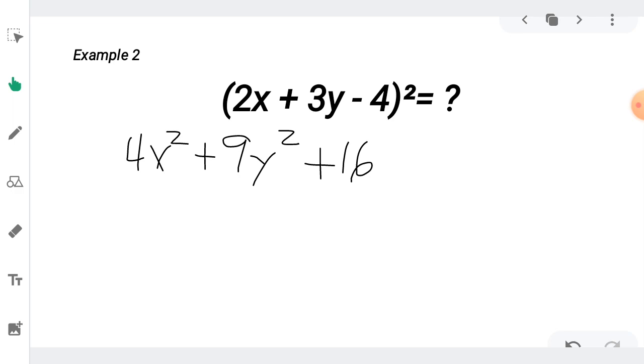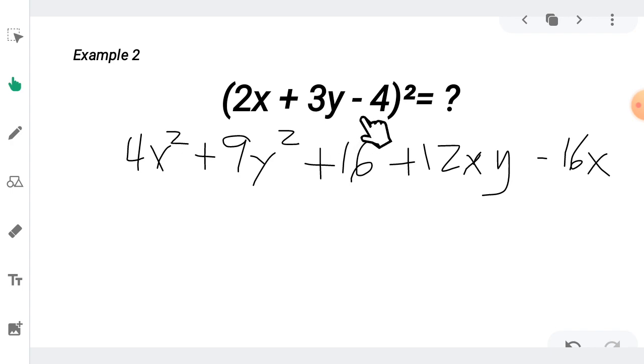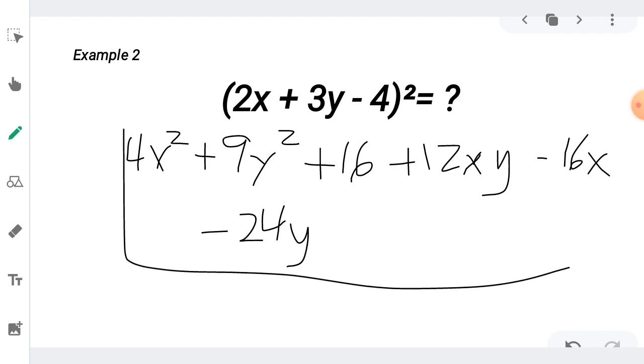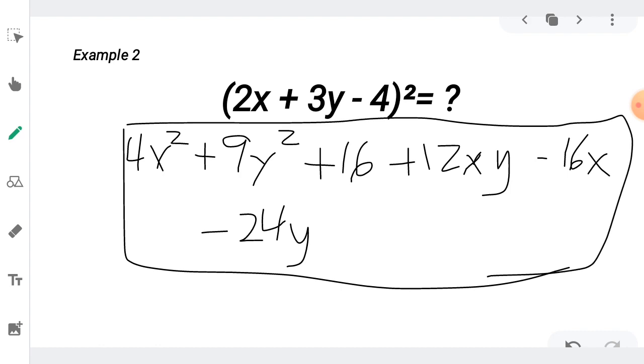And then twice the product of the first and second term, 2x times 3y is equal to 6xy, times 2, 12xy. And then next is twice the product of the first and last term, 2x times negative 4 is negative 8, times 2 is negative 16x. And then last is twice the product of the second and third term, which is 3y times negative 4 is negative 12y, times 2 is negative 24y. So the answer is 4x squared plus 9y squared plus 16 plus 12xy minus 16x minus 24y.